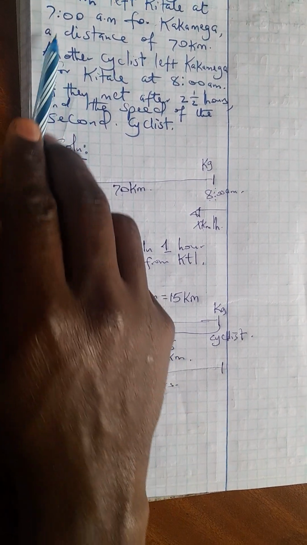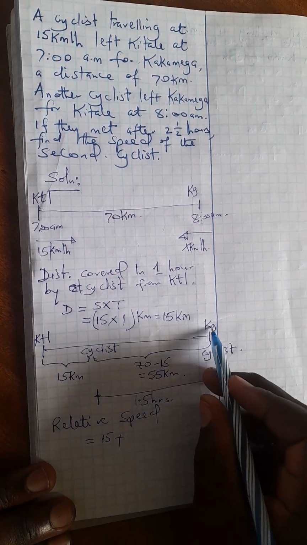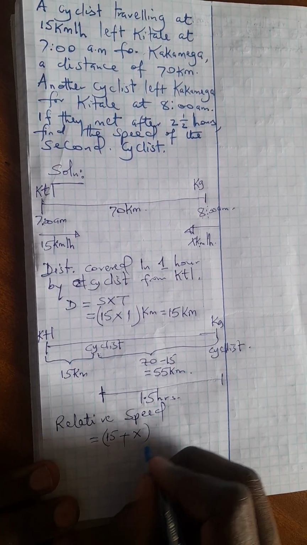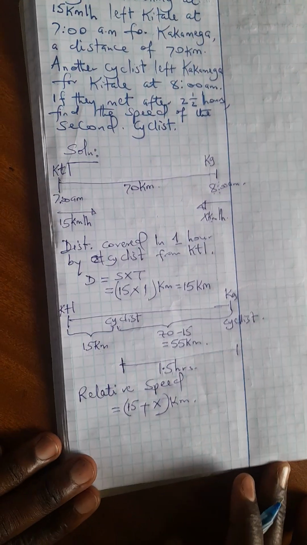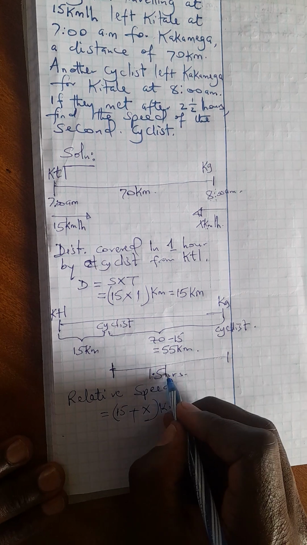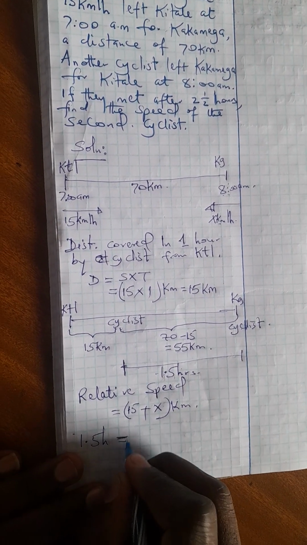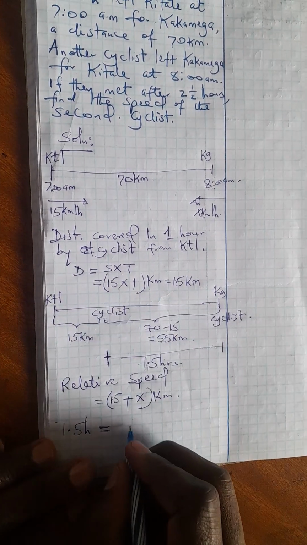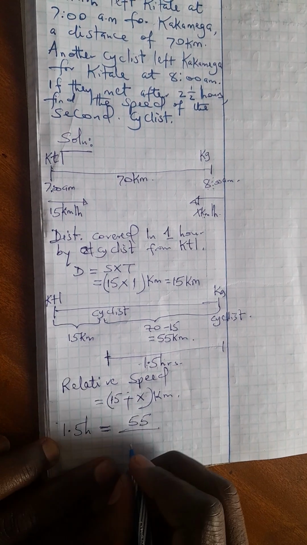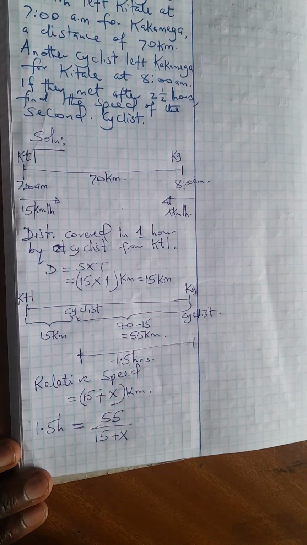The speed of the one from Kitale is 15, the speed of the one from Kakamega is x. We said let it be x. So that is the relative speed. We know that time taken to the meeting point, that is 1.5 hours, is given by distance apart, which is 55, over relative speed. So from here we can get the value of x.